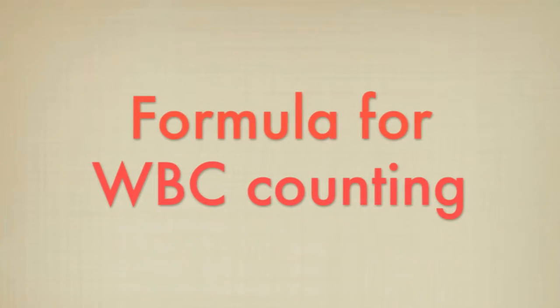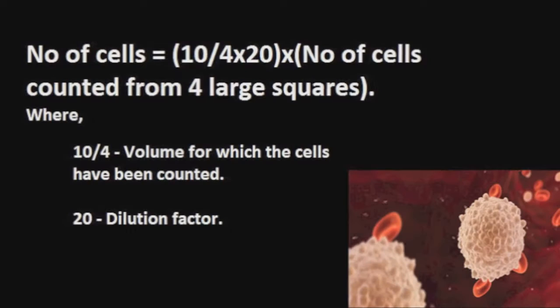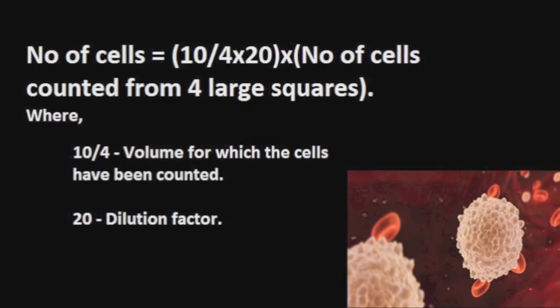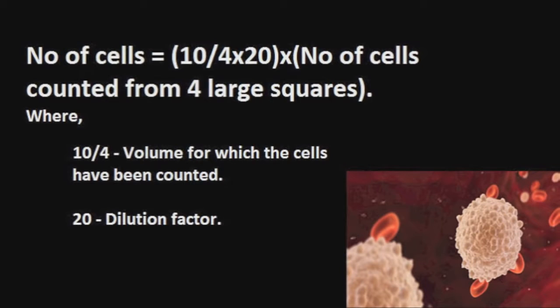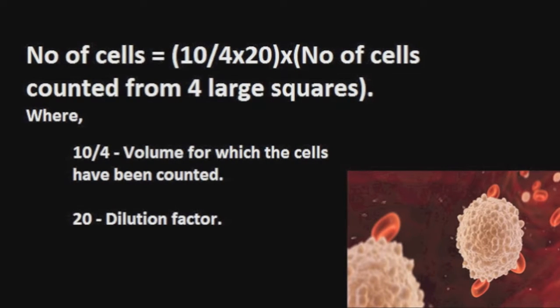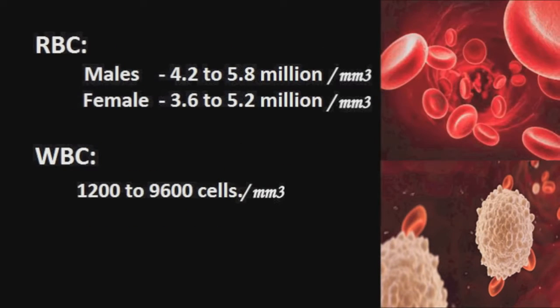Formula for WBC counting. Number of cells is equal to 10 by 4 into 20 into the number of cells counted from 4 large squares, where 10 is the volume for which cells have been counted and 20 is the dilution factor.